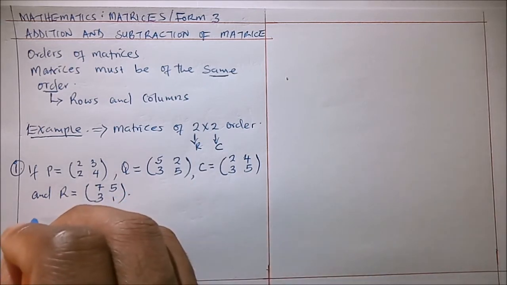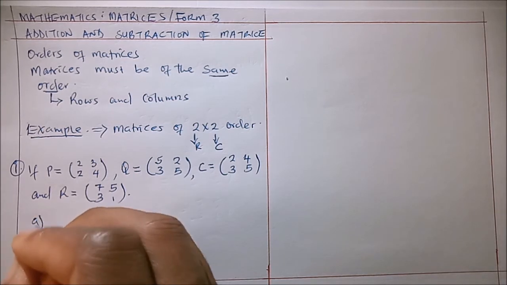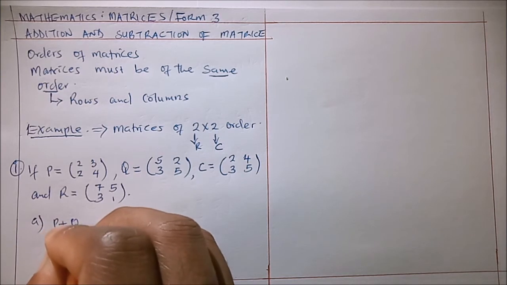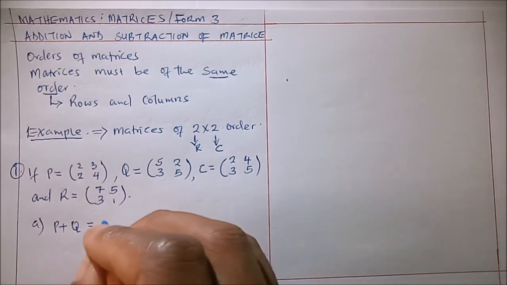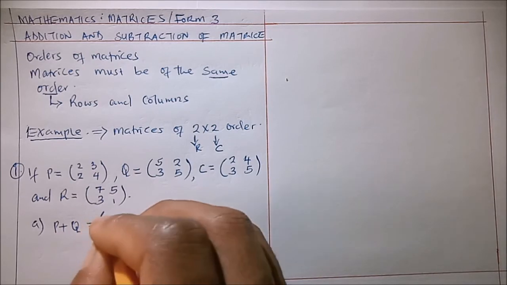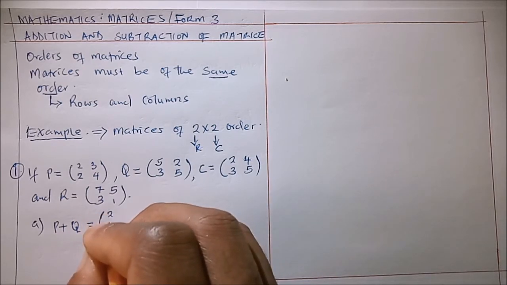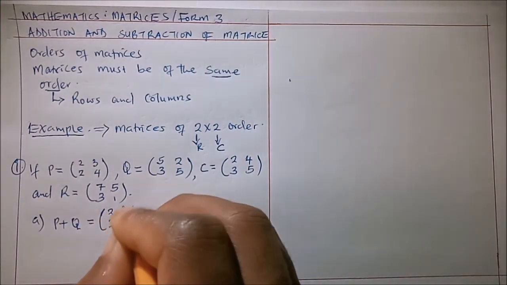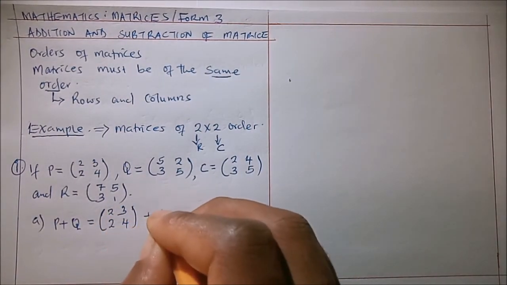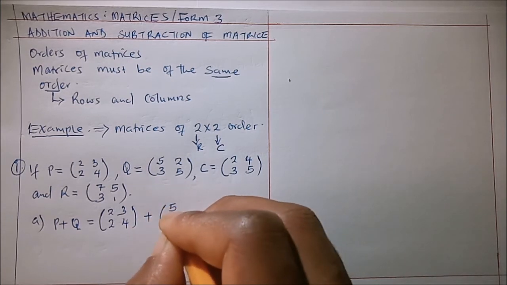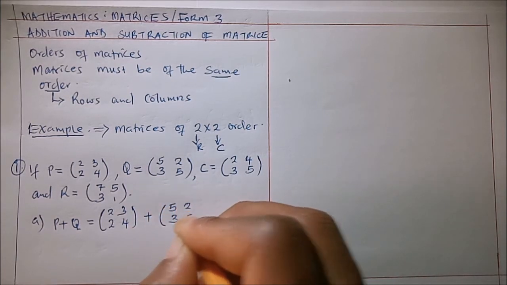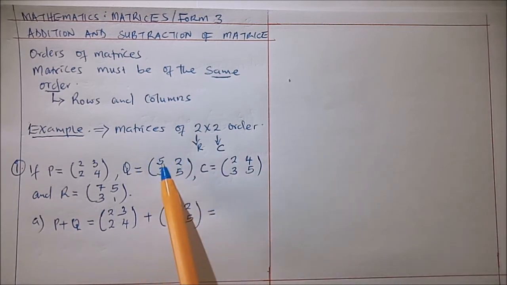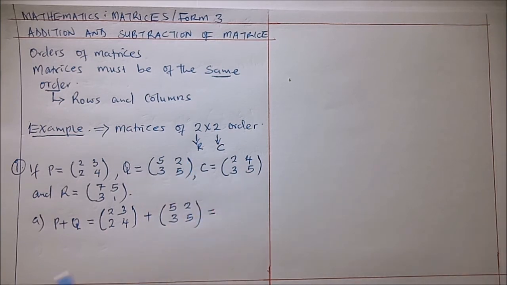We are going to look at how we are supposed to add these matrices. And our very first part of the question is, what is matrix P added to matrix Q? And this one is very simple. We just replace P with 2, 2, 3, 4, and we add to Q, which is 5, 3, 2, 5.